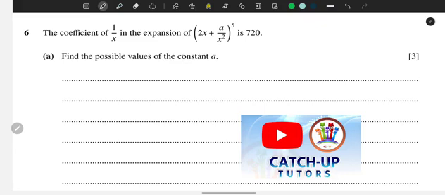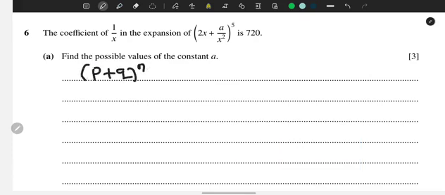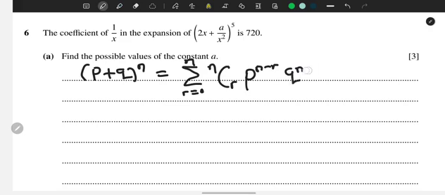Okay, so questions like this, you don't need to expand the bracket before you can get the coefficient of 1 over x. All you need to do is to write out the formula for binomial expansion. So let's consider a binomial expansion of (p + q) raised to the power of n. This can be written as the summation r equals 0 to n, n combination r, p raised to the power of n minus r, then q raised to the power of r. Okay, so this is the formula for binomial expansion.